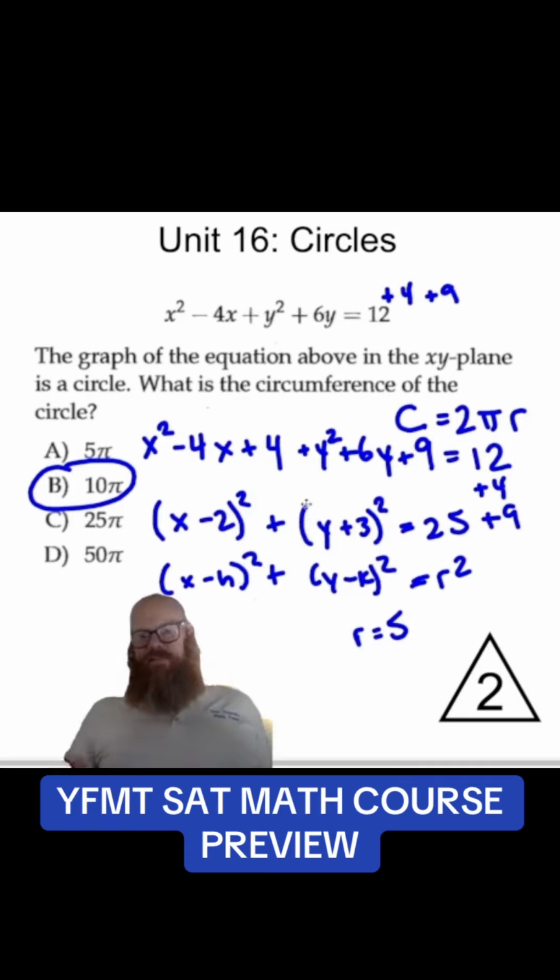Again, that level of understanding comes after really knowing how to get it into standard form, and then you can take those little shortcuts, again, because it's a time test.